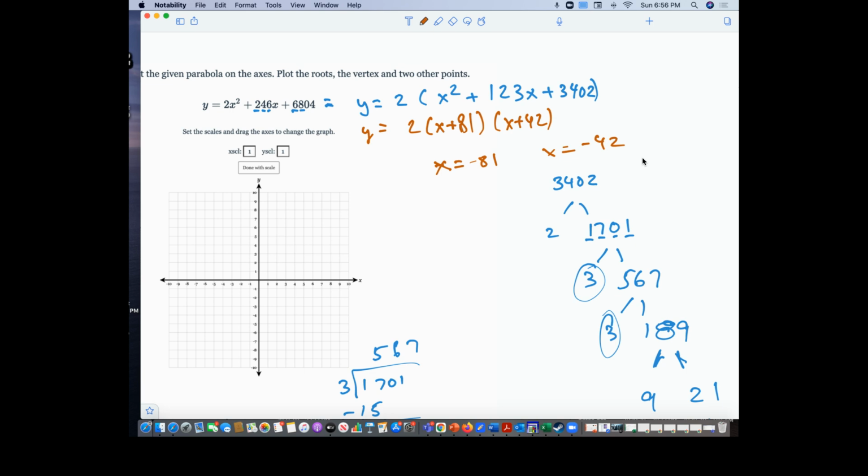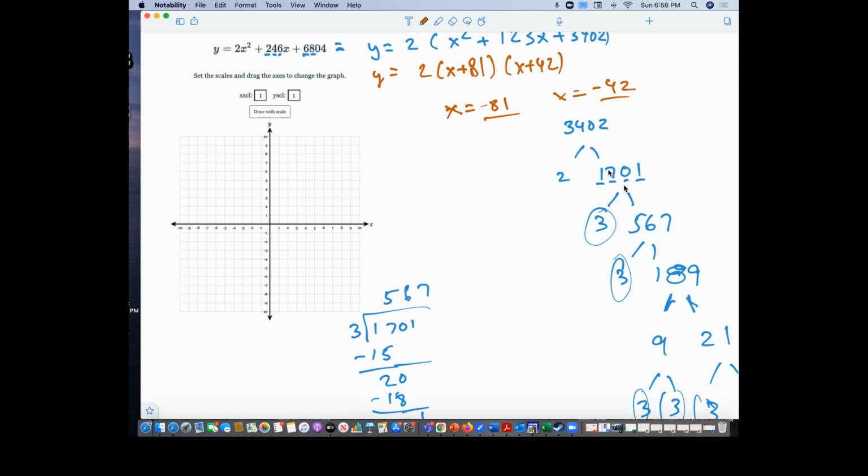And so what I could do now, if I wanted to, is average these points, since the vertex is in between these two values. So if I take negative 81 plus negative 42, and just divide by 2, this will give me the middle point, which ends up becoming negative 61.5. Okay, so the x component of the vertex is negative 61.5 because, let's say this is negative 81 and this is negative 42 here. Going right down the middle would give me the x component of the vertex.